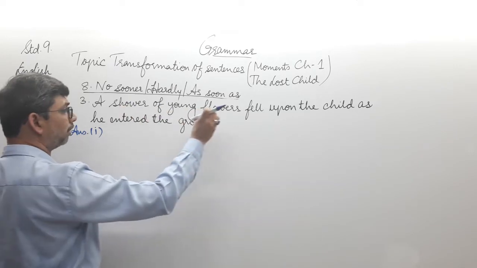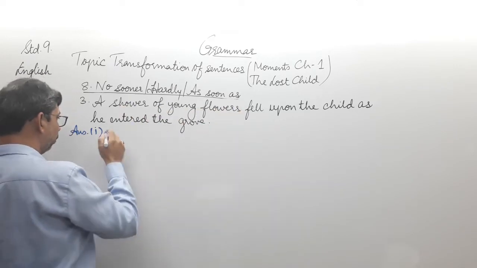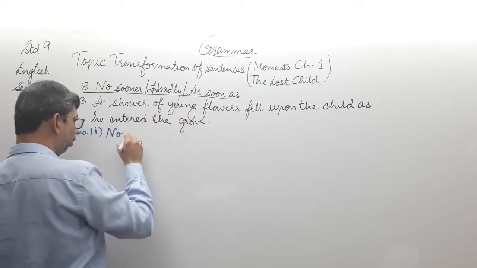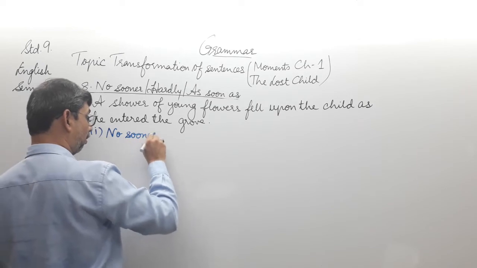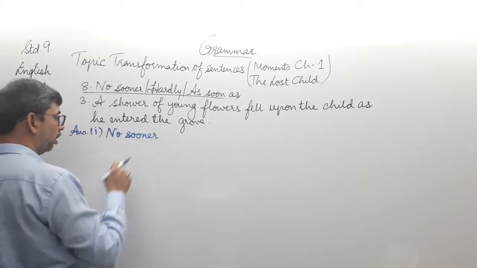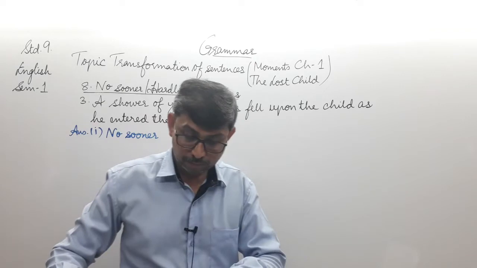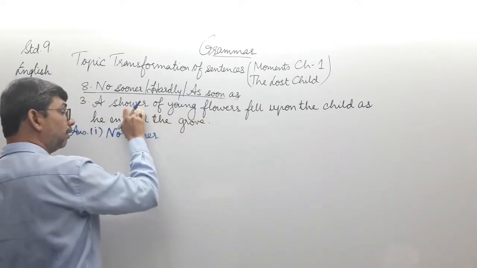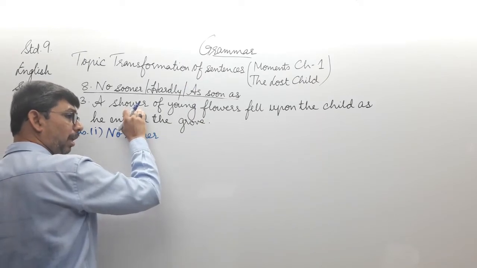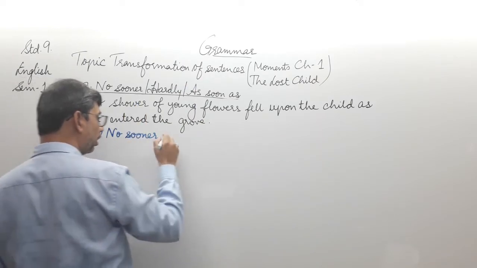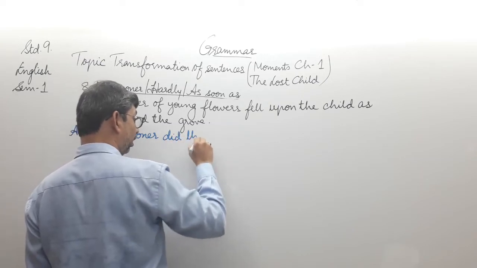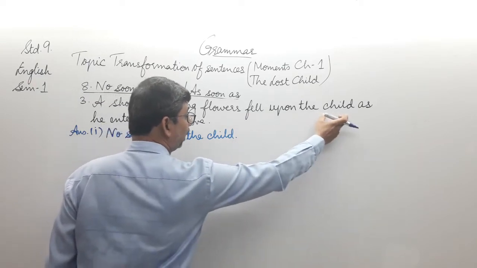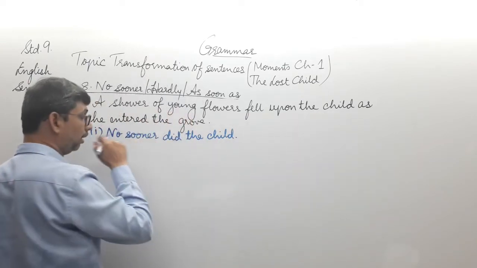So, a shower of young flowers fell upon the child as he entered the grove. No sooner, we'll have to make necessary changes over here in the sentence. No sooner, two actions over here, so we'll have to use the second action first. No sooner did the child, so we're talking about the child entering the grove and then the showering of the young flowers happening. So no sooner did the child, so we are picking up our subject from here. As you can see, we have the connecting word over here, as he entered the grove.